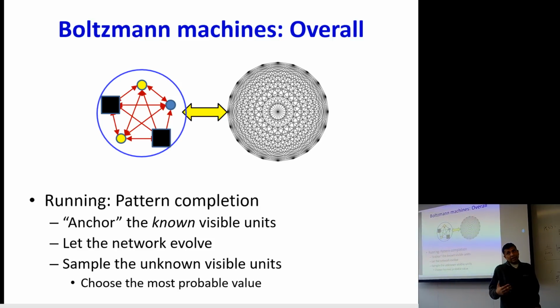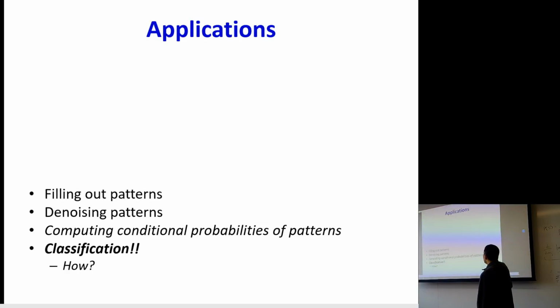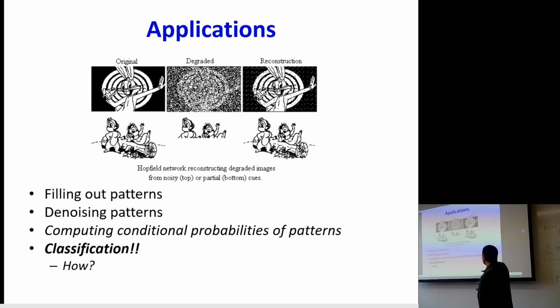If you're trying to clean up a noisy pattern, you let the entire network, including the visible units, evolve, and you get the same kind of behavior. You can add in, for good measure, things like annealing, where you start off with a high temperature and work your way towards a lower temperature. Now observe that the actual training process assumed that the temperature was 1. So this is typical, right? Now, filling out patterns, denoising patterns, this is easy.